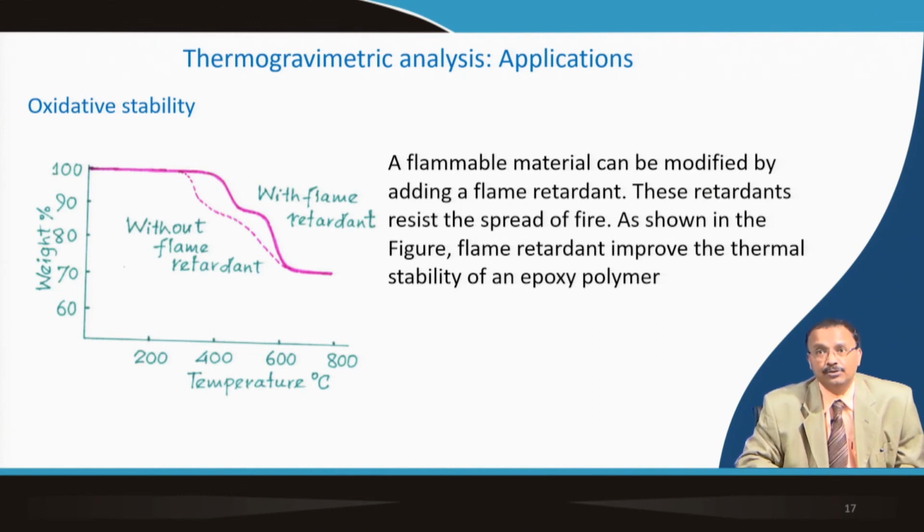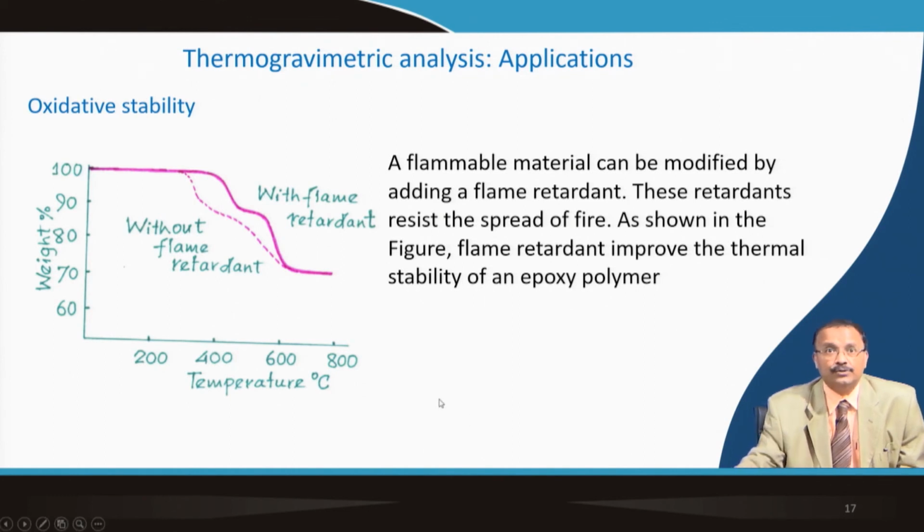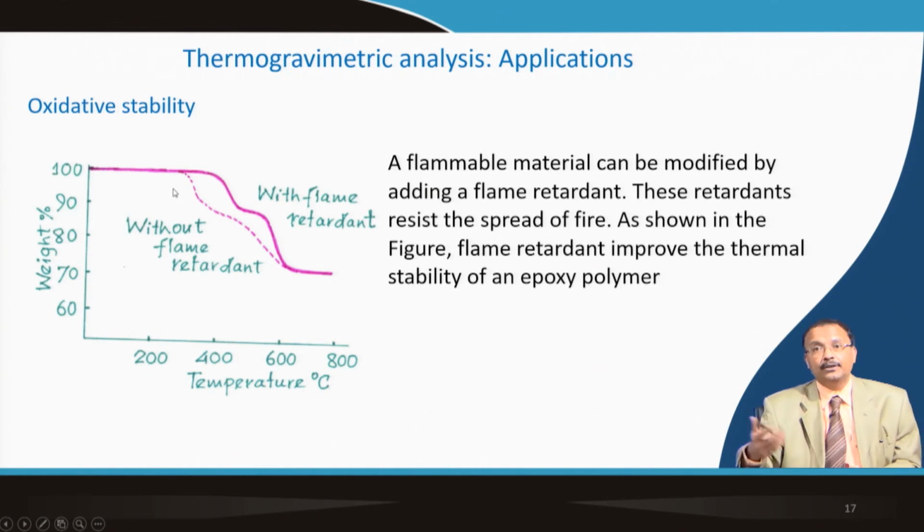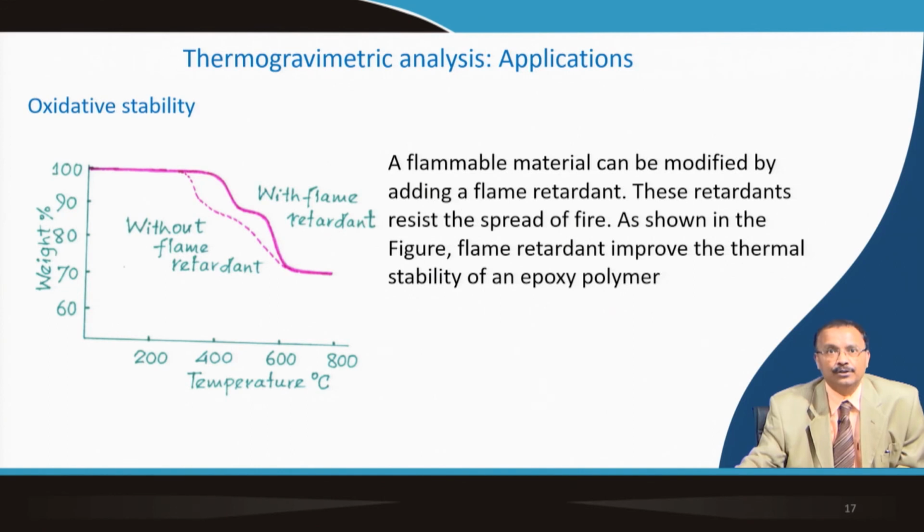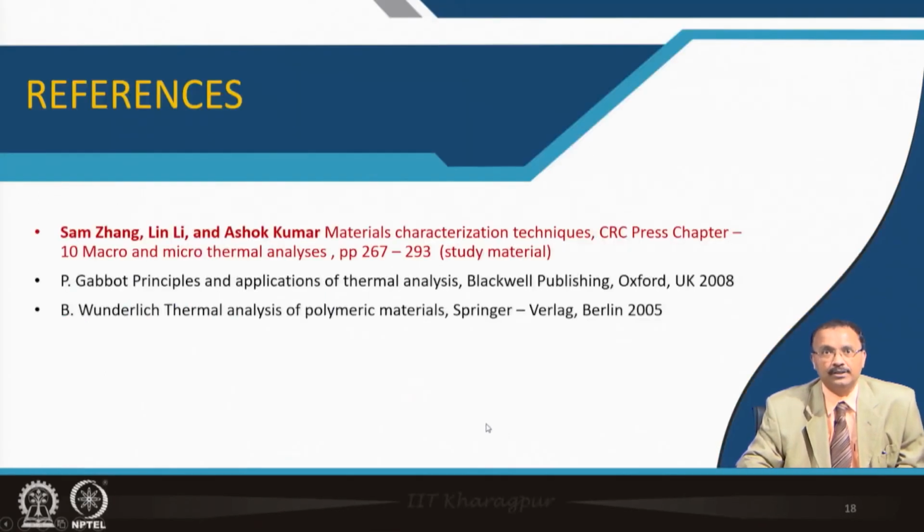Oxidative stability also can be identified by the TGA. So, here is one example, a polymer with a flame retardant and without a flame retardant. A flammable material can be modified by adding a flame retardant. So, this retardant resists the spread of the fire. This figure shows the flame retardant improves the thermal stability of an epoxy polymer, because its degradation temperature is moved to higher temperature by about 150 degrees Celsius. So, that is the usefulness of thermogravimetric analysis.